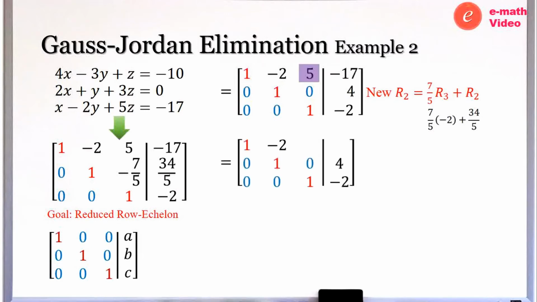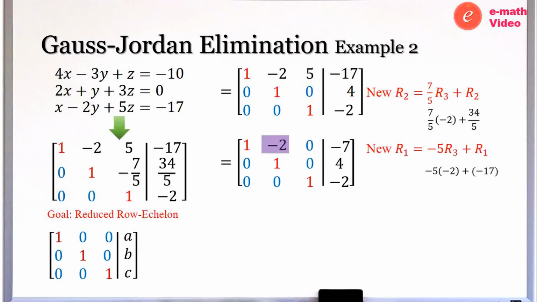Next target is here. New row 1 equals negative 5 times row 3 plus row 1. Confirm we get a 0 here. We just need negative 5 times negative 2 plus negative 17, which equals negative 7.